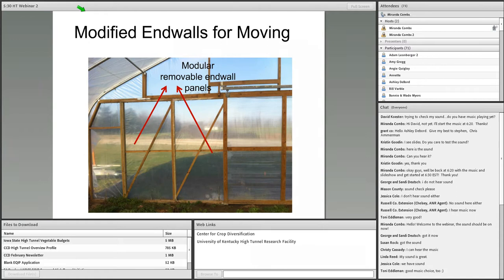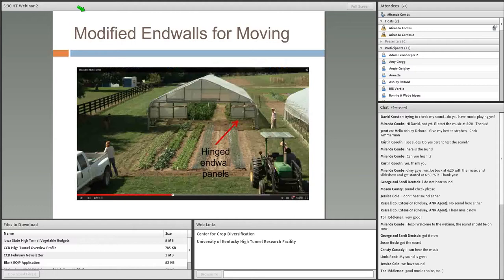We found that actually to be a little bit tricky once you get the tunnel to its final spot. To get these things back in place, there is always a little bit of movement in the tunnel. And so that became a little bit hard to get all the end walls popped back in correctly. So what we do now is we've actually hinged those end walls fairly high up. So they're hinged at about 3 feet up. So we have the option of popping the end wall panels entirely off or to fold them up. And we really try to fold them up as much as we can, just to minimize the number of moving parts that goes into a moving operation.